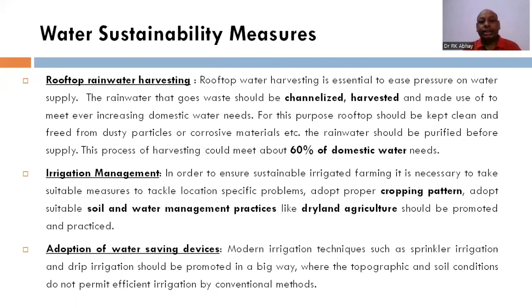Another suggestion is irrigation management. In order to ensure sustainable irrigated farming, it is necessary to take suitable measures to understand the situation locationally. We have to go for proper cropping patterns. We should not go against the soil, against what the soil suggests and what you are trying to get from the soil. We have to adopt suitable soil and water management practices, like dry land agriculture, which should be promoted and practiced wherever there is a lesser amount of water.